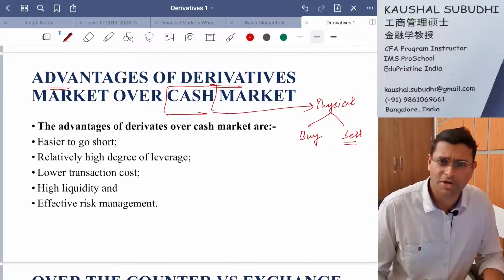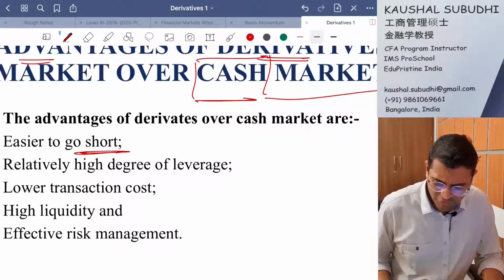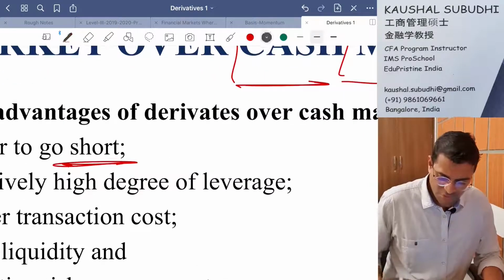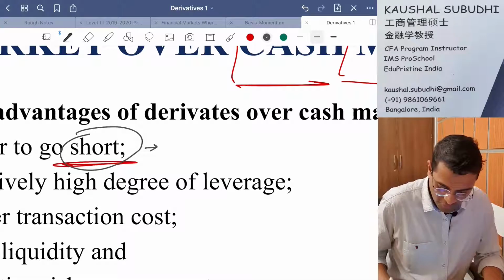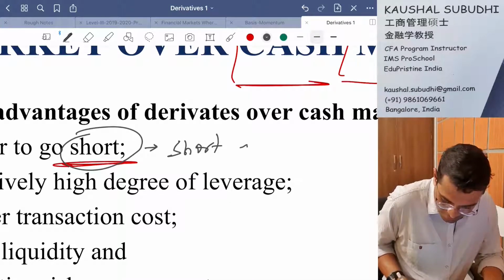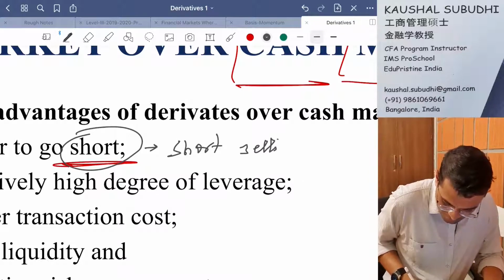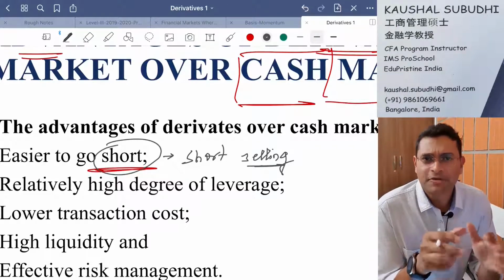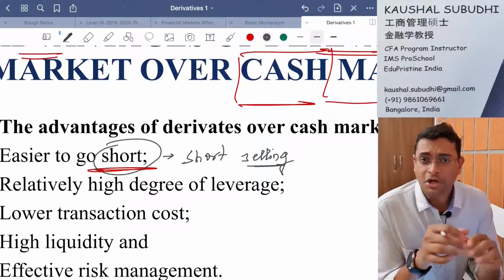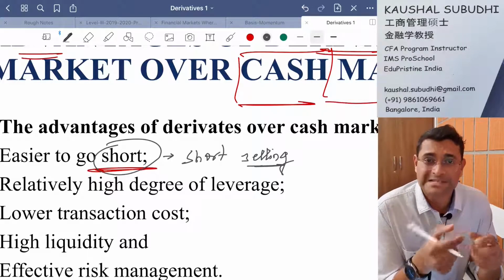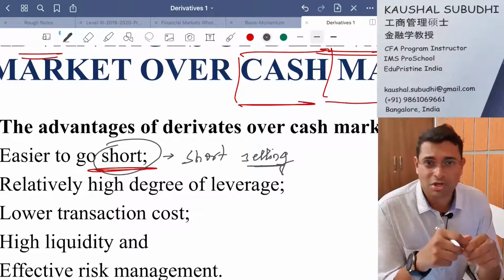And then there are some advantages to follow. Some advantages, like you can go short. What do you mean by going short? Now this going short is coming from the word known as short selling. When you're talking about short selling, what does this mean? It means you don't have a particular stock, but rather you are borrowing the stock from someone else and you are trying to sell it. This is the meaning of short selling.